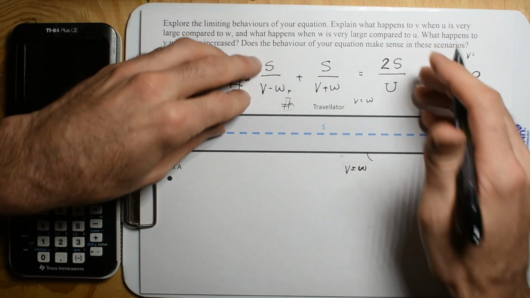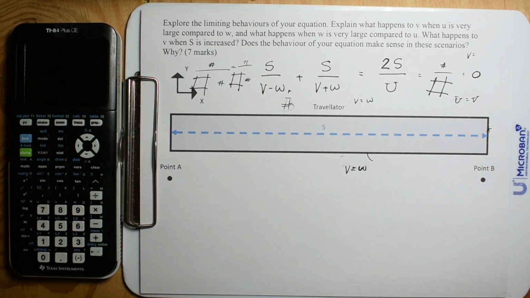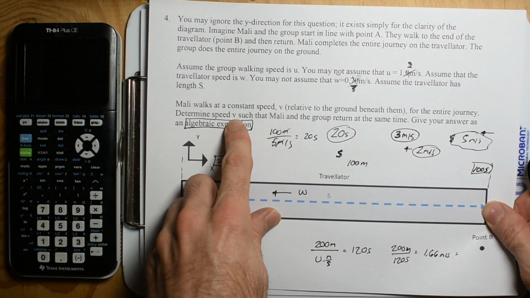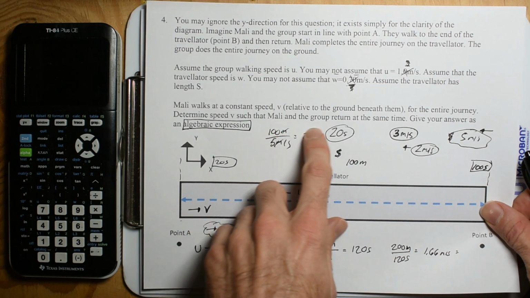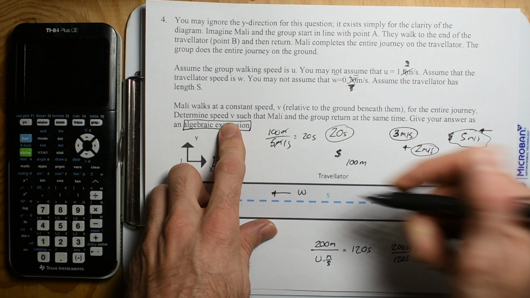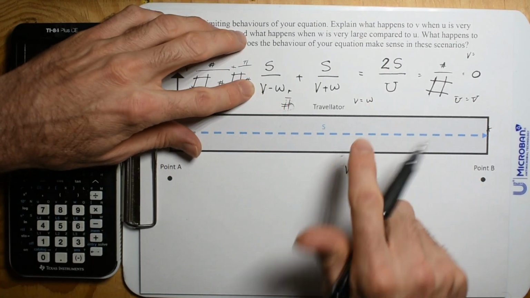Okay, so let's go through the whole process of running through this algebraic expression, because we actually didn't. This problem said determine the speed of Malachi and the group. Give your answer as an algebraic expression. So we want to solve just for that Malachi speed. So let's do this. So we have this equation.